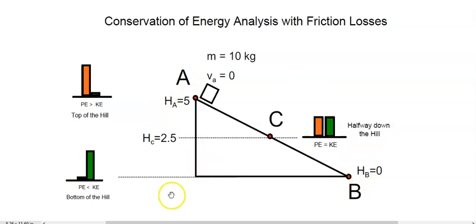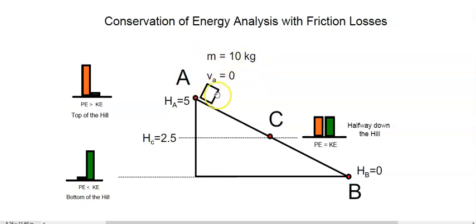Here we have this wedge shape, this triangle, which is the decline. The box has been lifted from the baseline all the way up to a height of 5 meters, and the speed at point A will be 0. We will release this box from rest. The mass of the box is given as 10 kilograms.